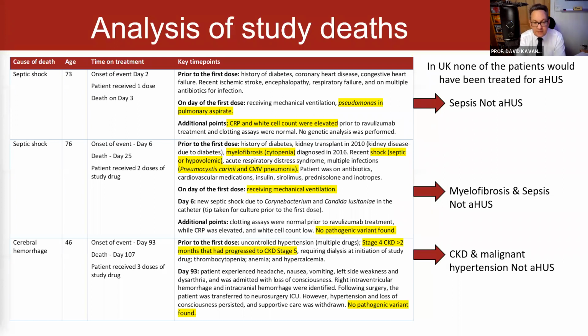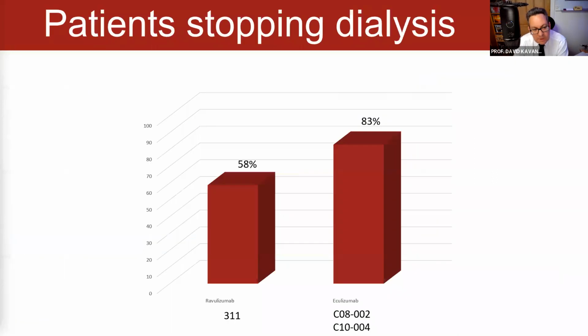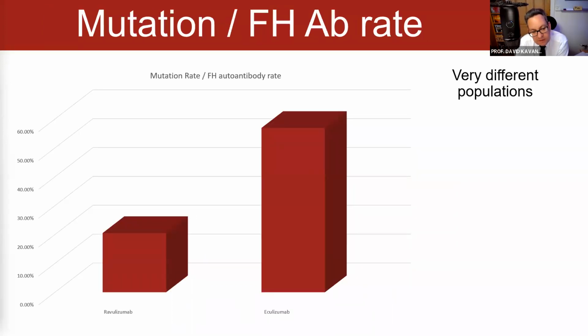So these are the patients that we know a lot about because we have a lot of granular data on them from the reporting that was due. I suppose what we don't know is what other patients went into this study and did they truly have atypical aHUS? And that is a concern, because if you look at the patients that stopped dialysis in the initial adult eculizumab trials, 83% stopped dialysis, while in the ravulizumab trial, only 58% stopped dialysis. I think the reason for this becomes clear when you look at the mutation rate in the populations.